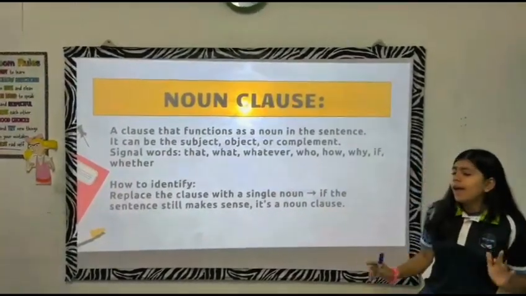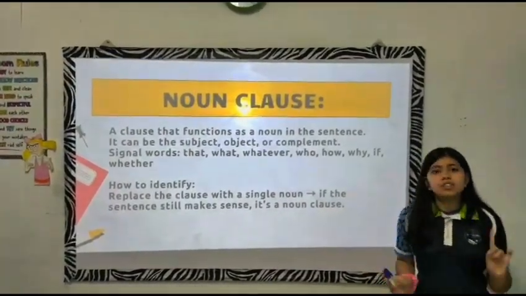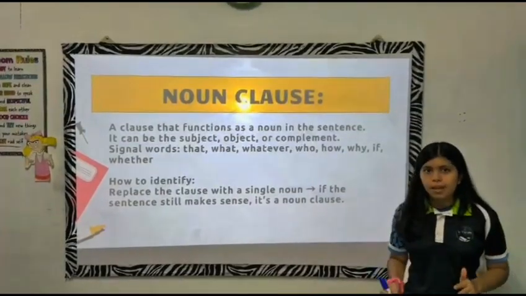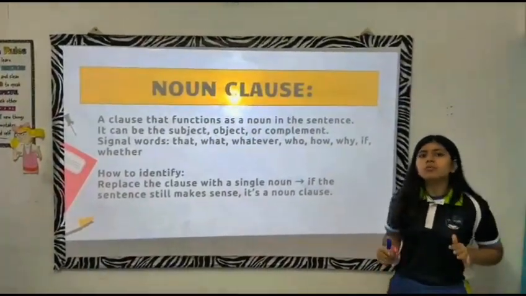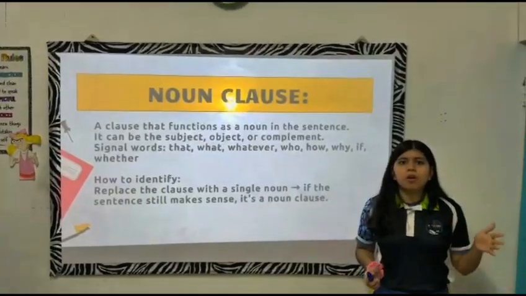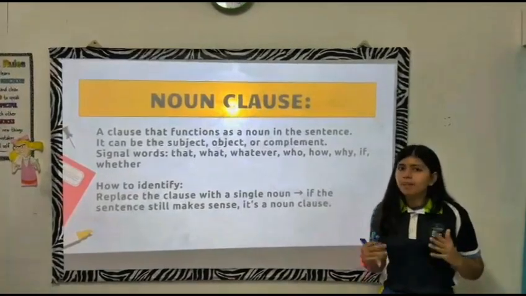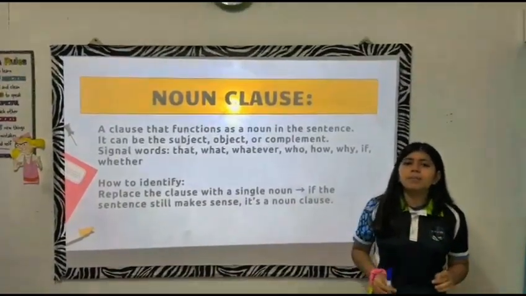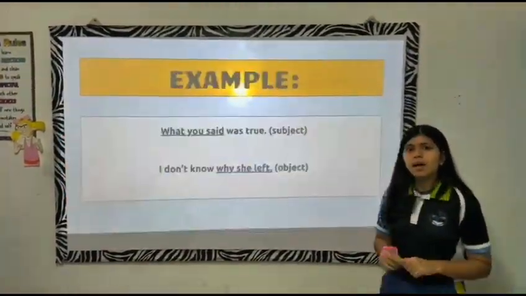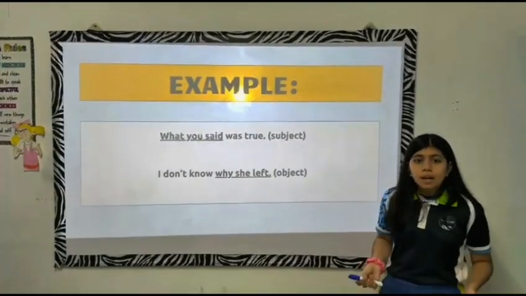Well, a noun clause can also be a subject, object, or complement. And to identify it, first we need to take out the noun or replace it, and then we need to read the sentence to see if it makes sense. If it does, it means that you're correct. Now, let's see some examples about noun clauses.